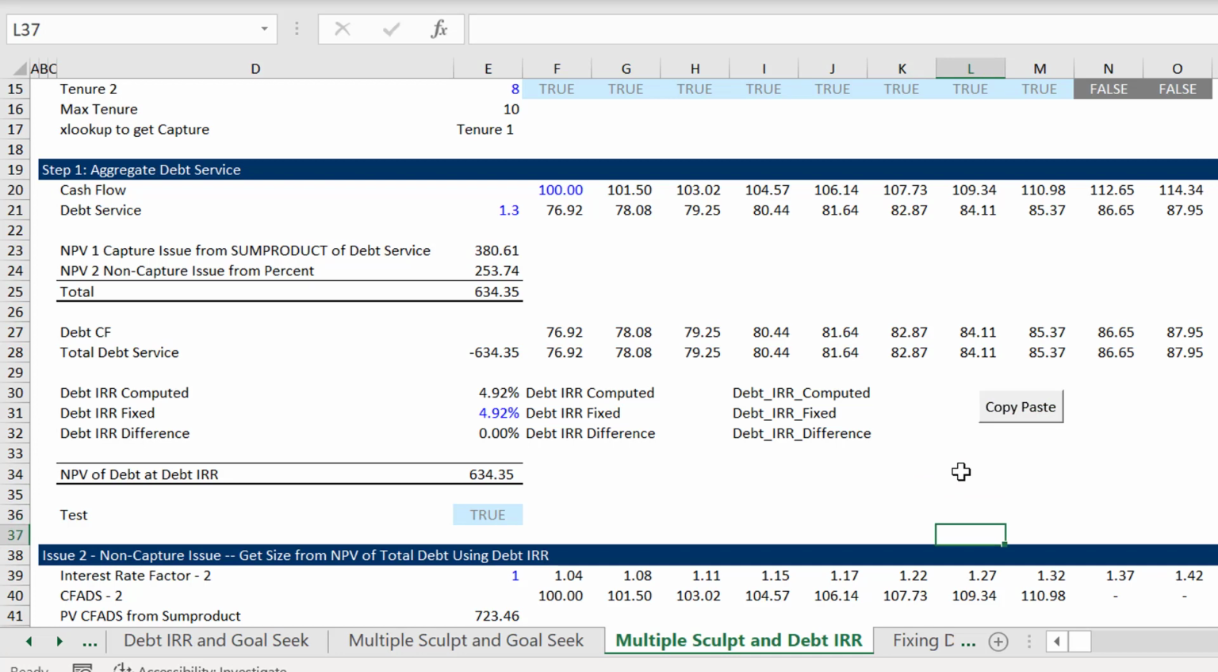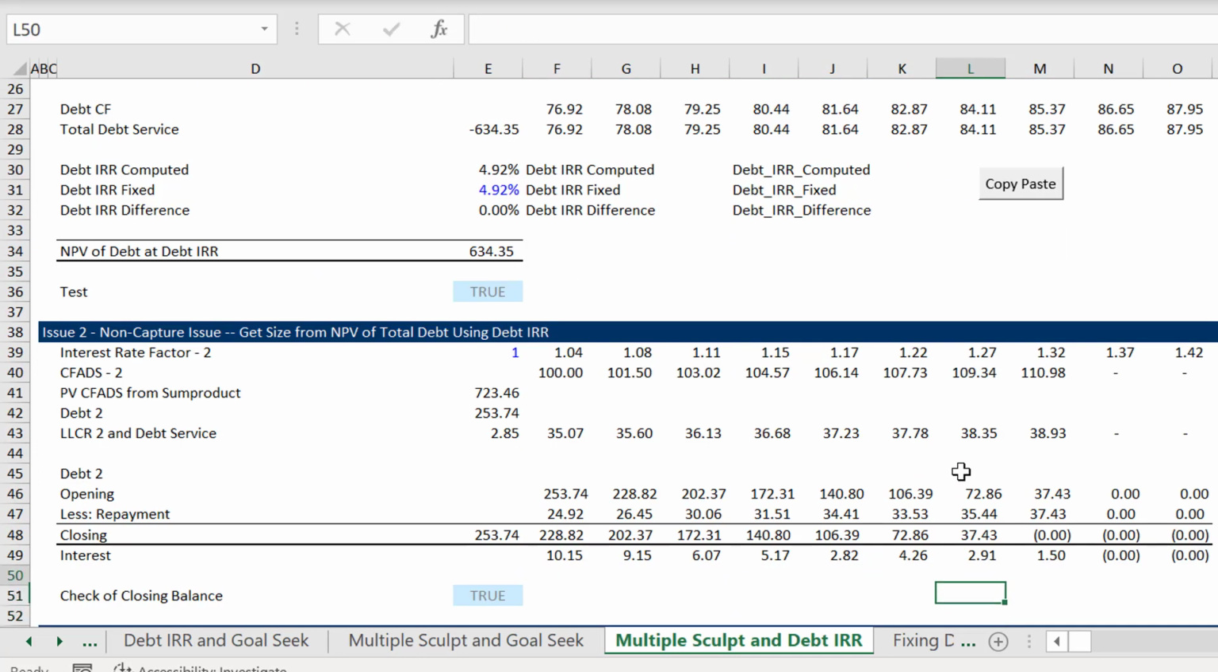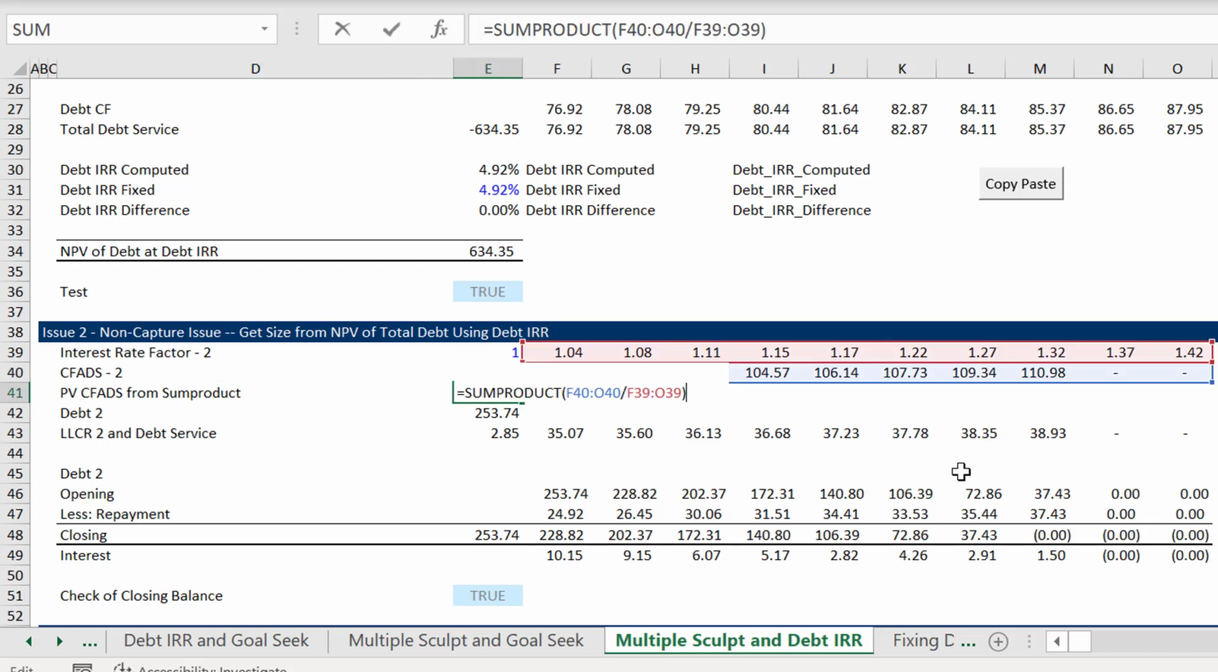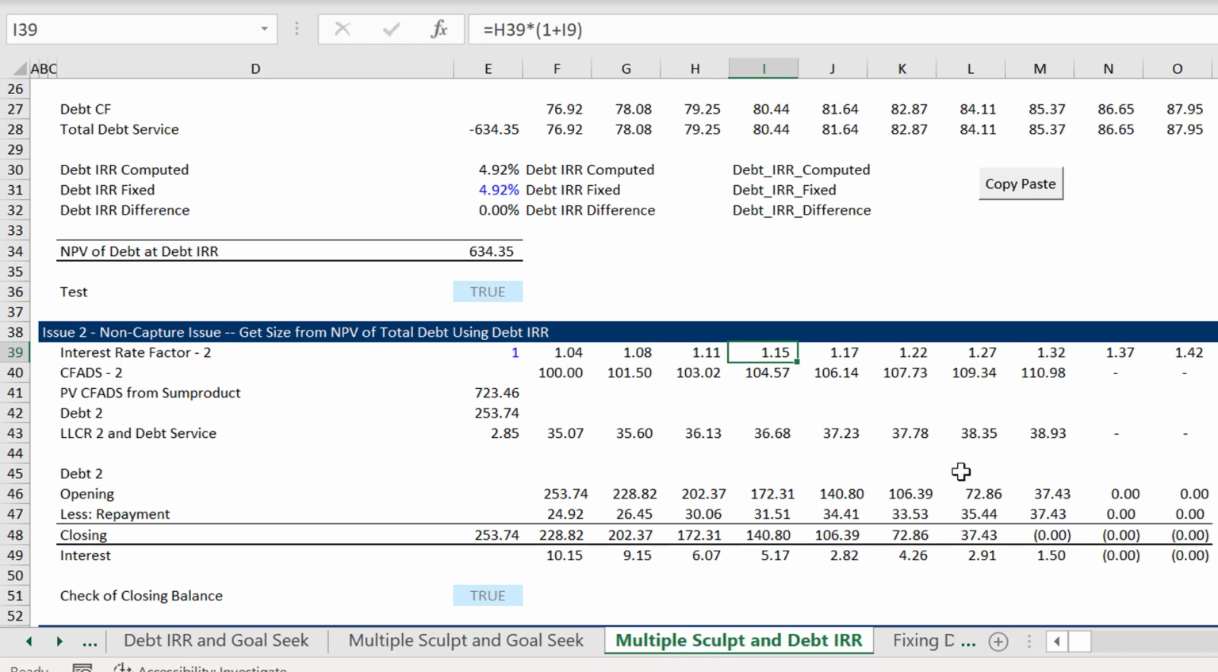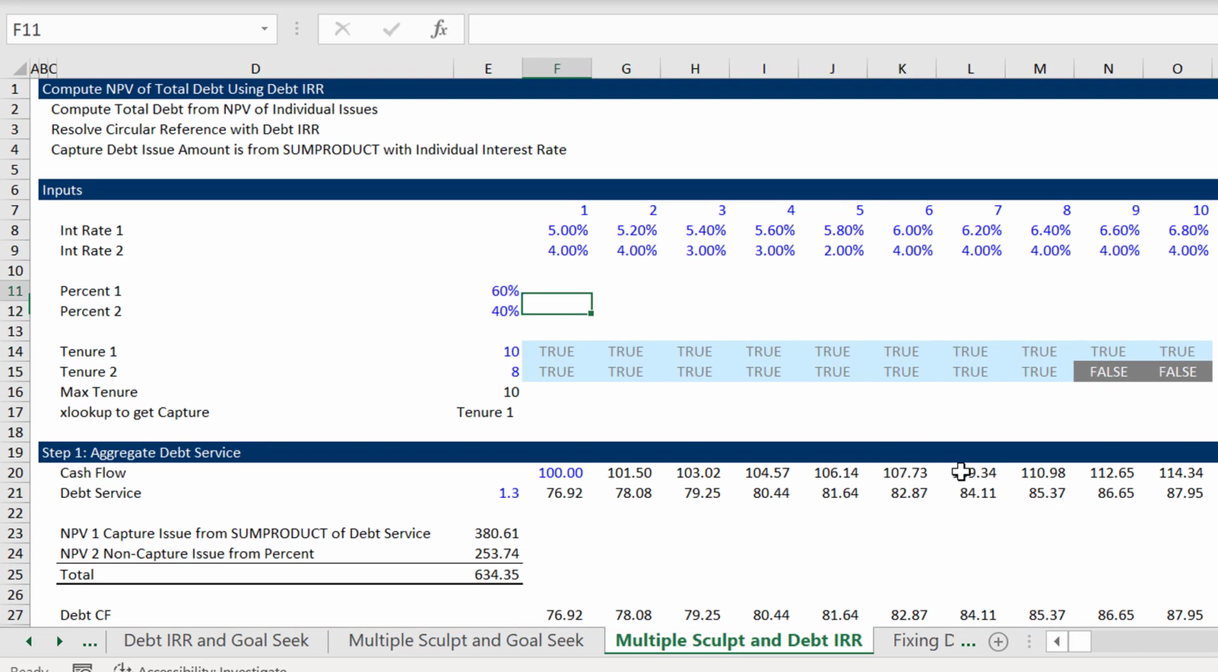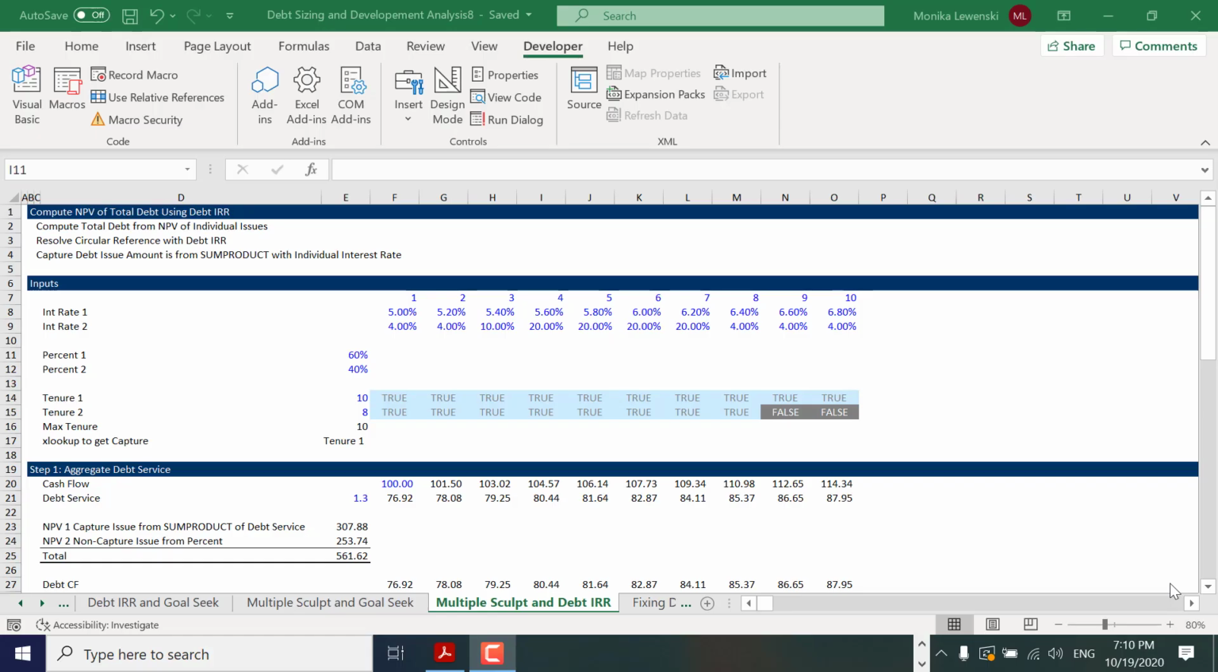Now, the first thing we do is exactly the same. You take the NPV and you take it at the issue number 2 interest rate. So let's make issue number 2 go to 10%. How about 20%? Let's make it go. Okay.